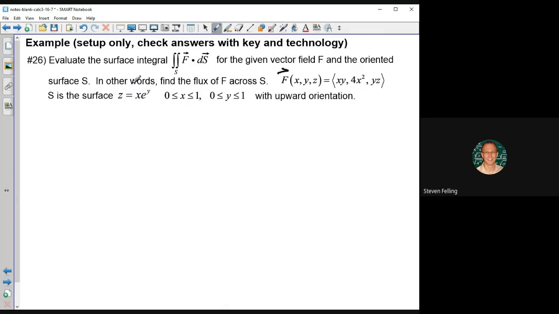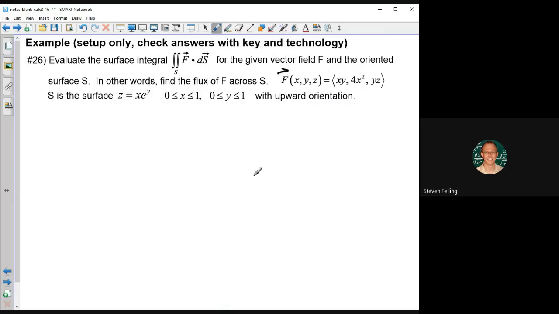So they gave me an equation that was already parameterized in terms of z in terms of x and y. And then they gave me boundaries actually for x and y. All right, so pretty straightforward. We want to use x and y as the parameterization here. And they said it's already oriented in an upward orientation. So we're going to calculate it that way.